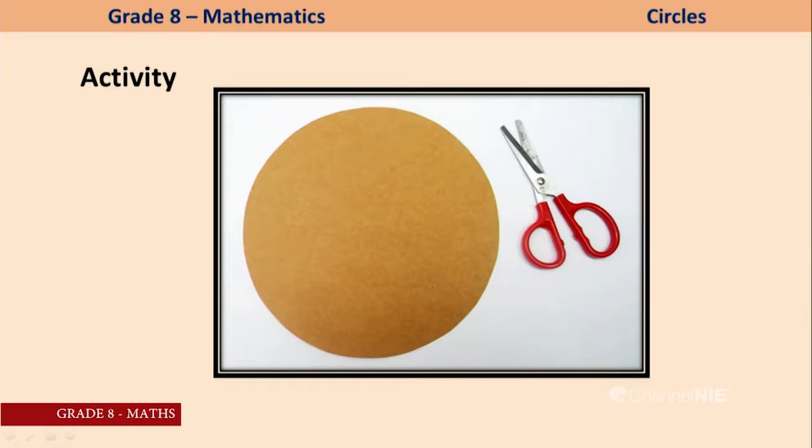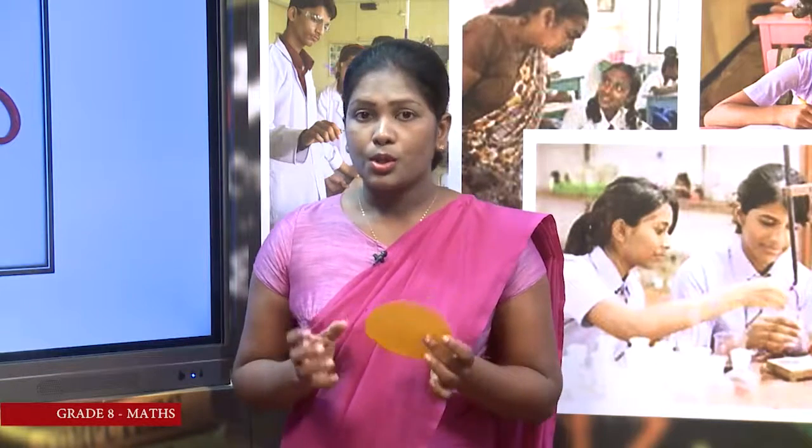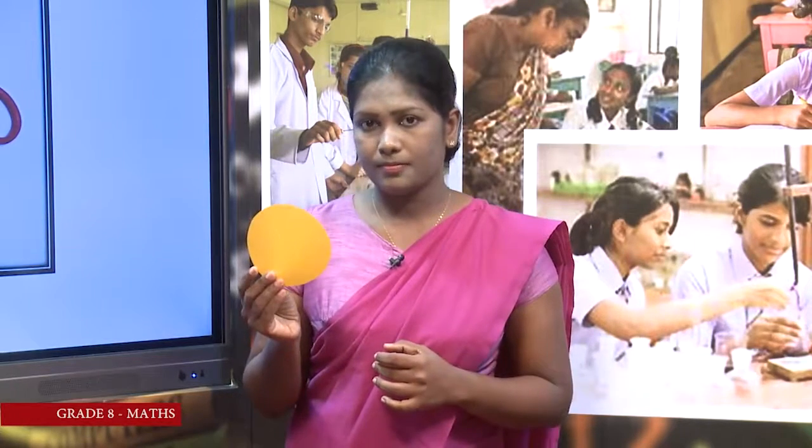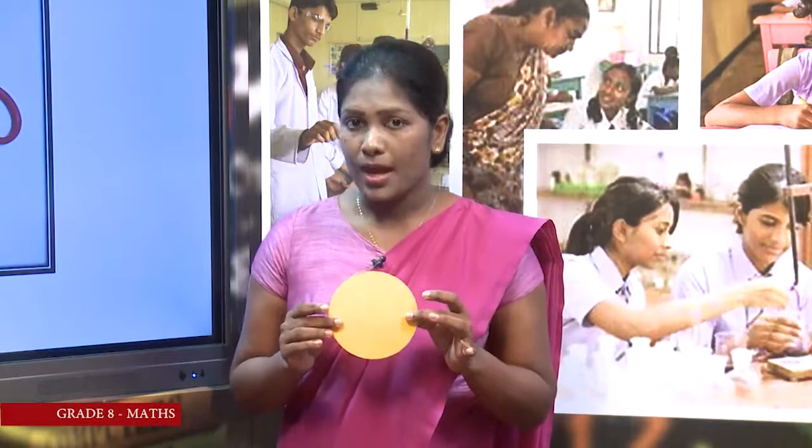Okay children, now we are going to do an activity. So we want a circle. Then you can draw a circle using a circular object or compass. Now draw a circle on your paper and cut it. Then you can obtain a circle like this. Then now you can do the activity.